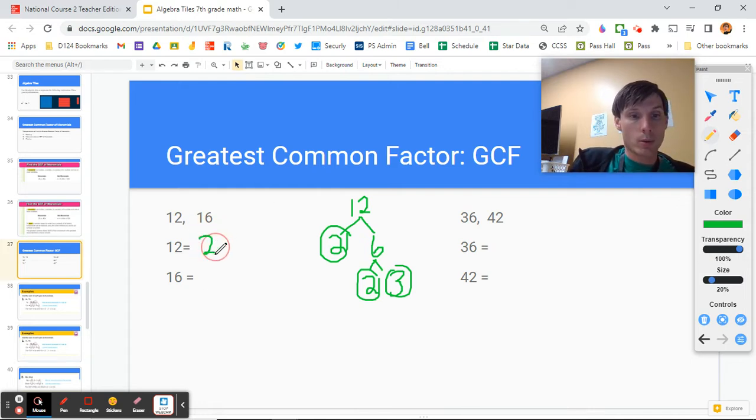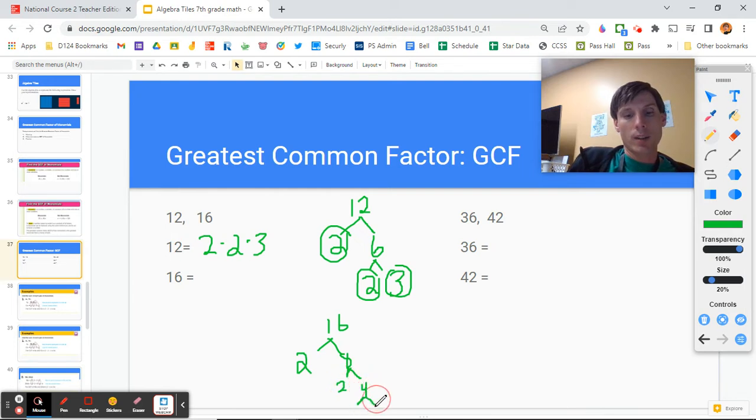So I'll go and write that out. 2 dot 2 dot 3. All right, 16. Okay. Again, easy prime factor to start with. If it's even, it's 2. So 2 and 8. And then 2 also goes into 8 as well, which is 2 times 4.